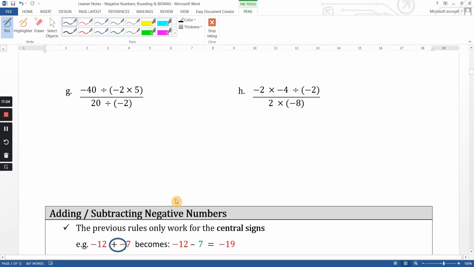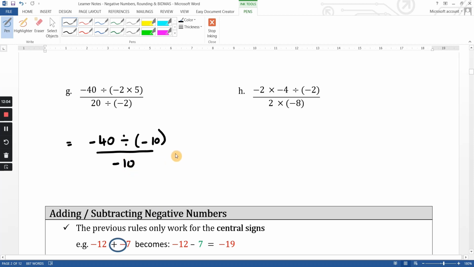Part G, again, let's do it in stages. So I've got minus 40 at the top divided by, this bit here in the brackets gives me minus 10. I'm going to put it like this. Okay, and what have I got for my denominator? I've got 20 divided by minus 2, so that's going to give me minus 10 at the bottom.